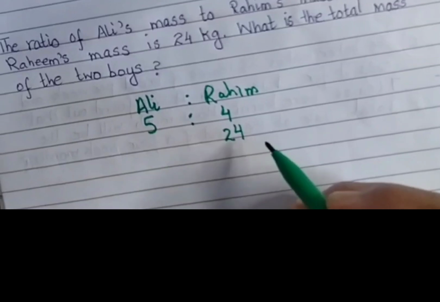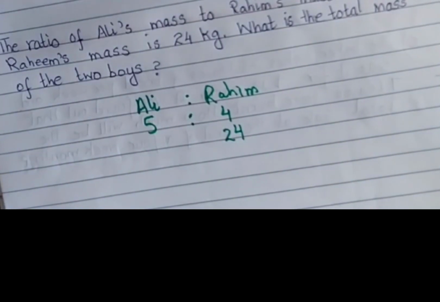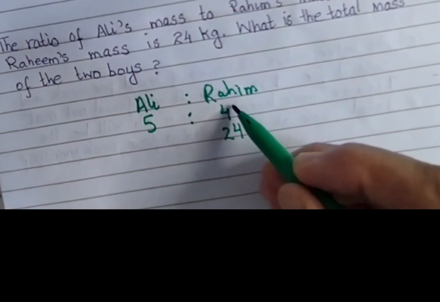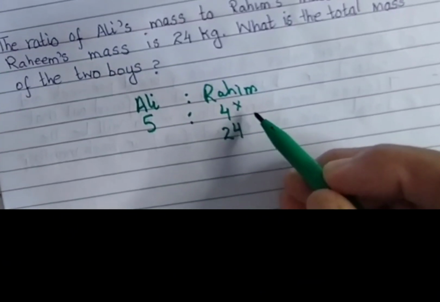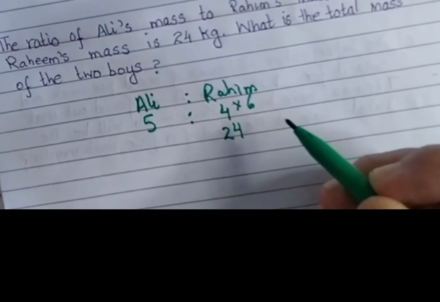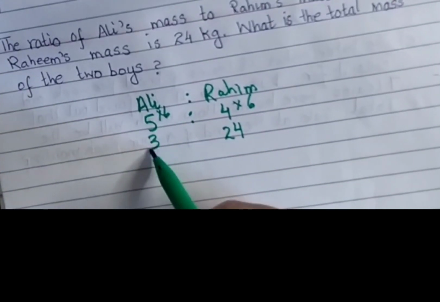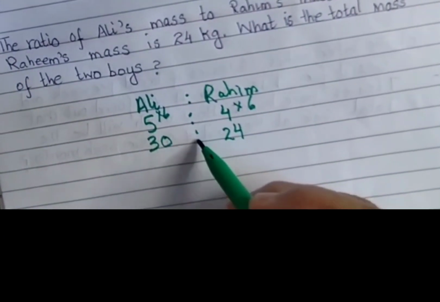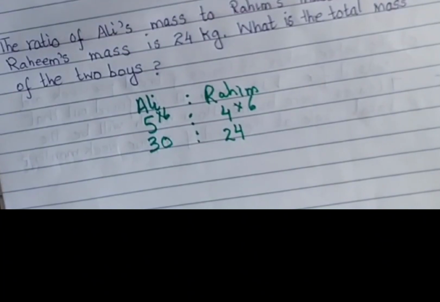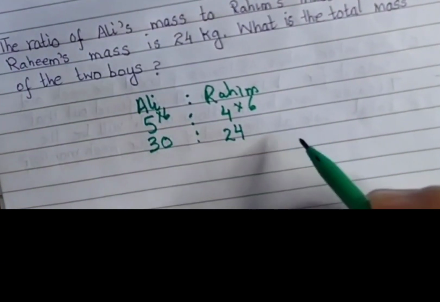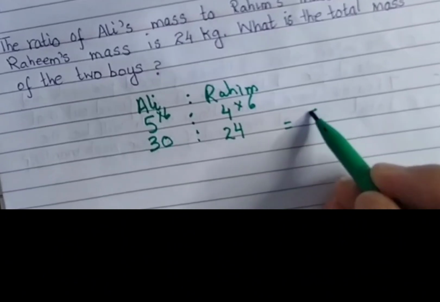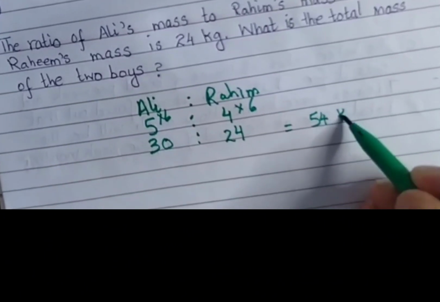How do you think you got 24? You have your 4 times table here. 4, what is giving you 24? 4 6s. So whatever you write here goes here. 5 6s are 30. So you've got to know that 30:24 is the mass of the two boys. Ali's weight is 30 and Rahim's weight is 24. What is the total mass of the two boys? So what are we going to do here? 30 plus 24 is equal to 54 kg.